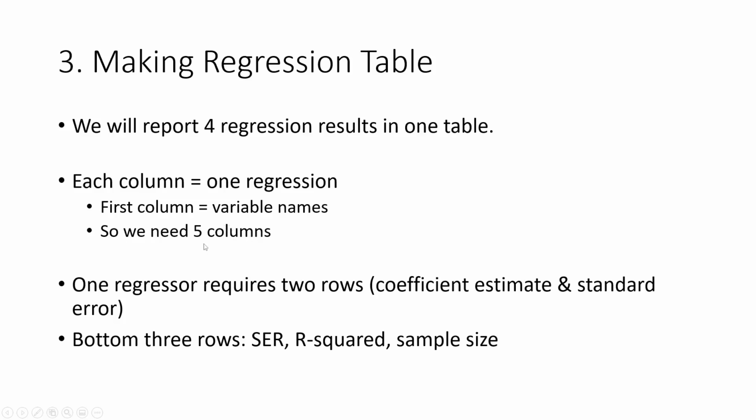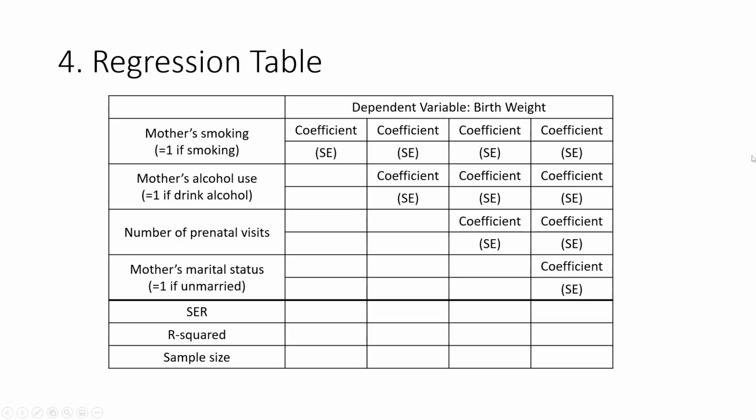And then now think about the rows. For each regressor, we have to have 2 rows, because in one row we are going to report the coefficient estimate, beta hat. And then in parentheses, we are going to report the standard error, right? So each regressor requires 2 lines. And after that, we also need to report the standard error of the regression and the R-squared and sample size. So we need 3 more lines in the bottom. So that is what you can imagine. You have to make a plan what kind of table it looks like. So this will look like this, right?